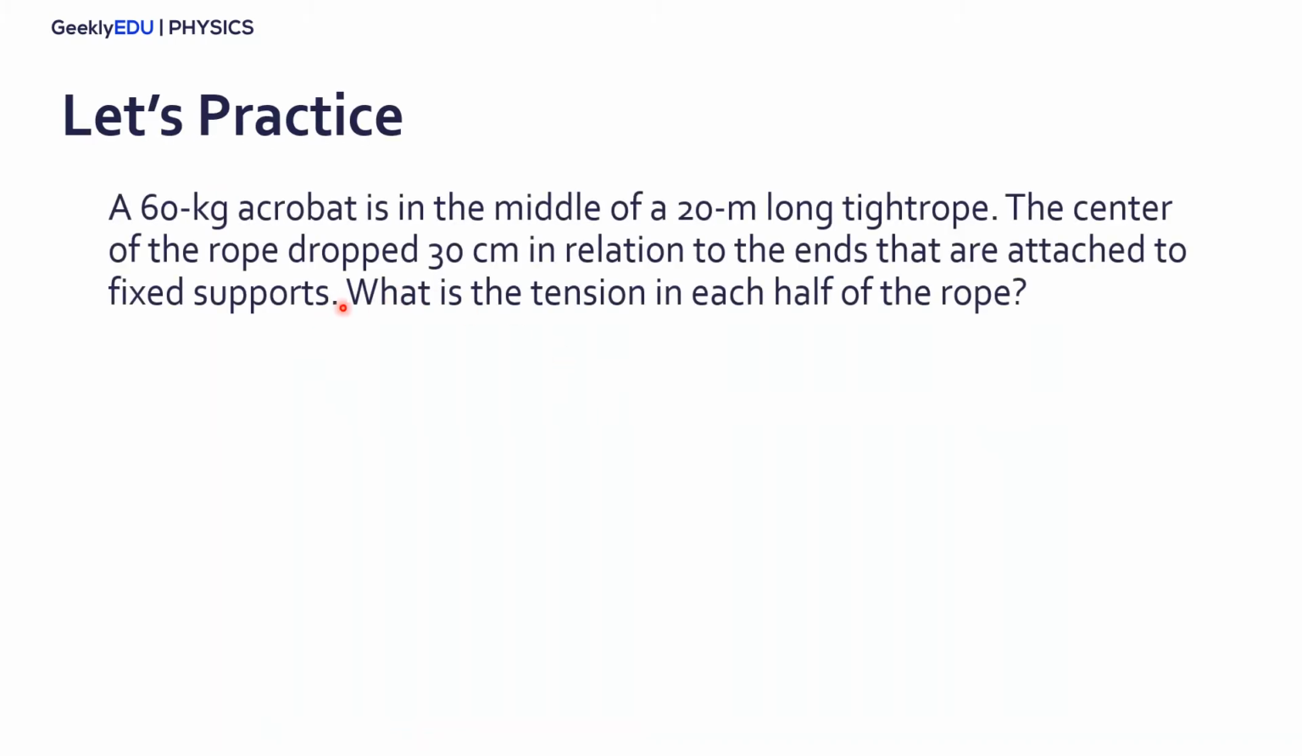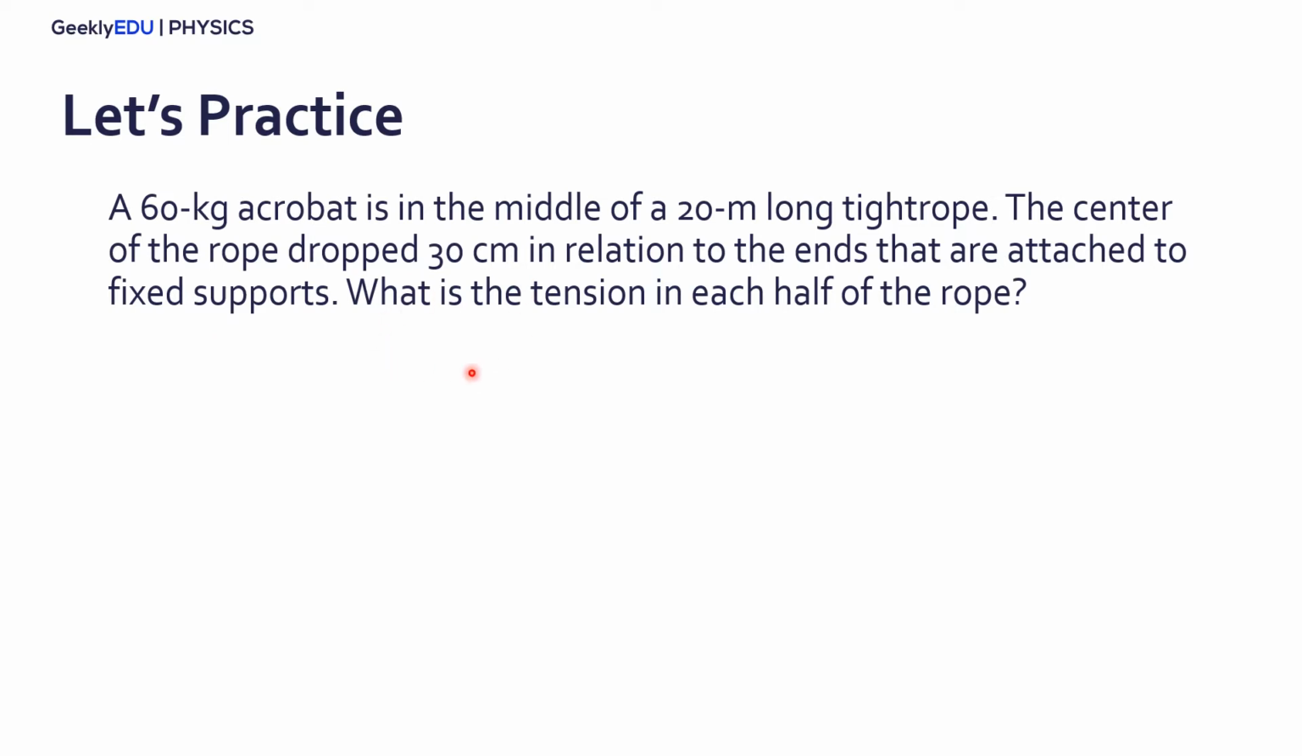Alright, so let's practice a little bit. Imagine you have a 60-kilogram acrobat in the middle of a 20-meter long tightrope. The center of the rope dropped 30 centimeters in relation to the ends that are attached to fixed supports. So what is the tension in each half of the rope?